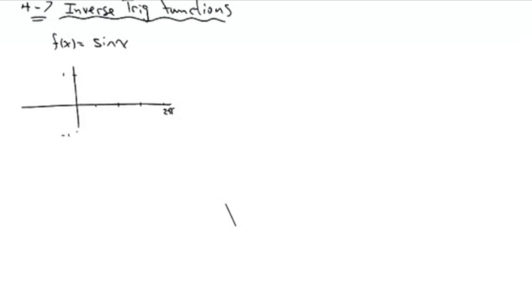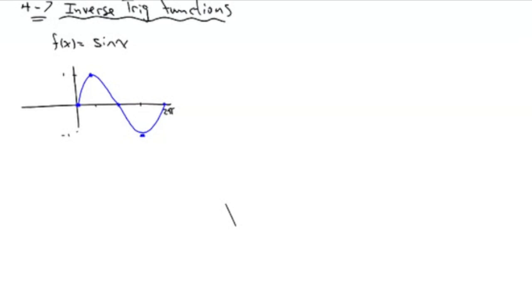Where does the sine start? Definitely on the origin. Then at pi over 2, it's high, middle, low, middle, and we get our nice sine curve. Now, if I talk about the inverse function of this graph, what's wrong with this graph? It's not invertible. Right. Why is it not invertible?